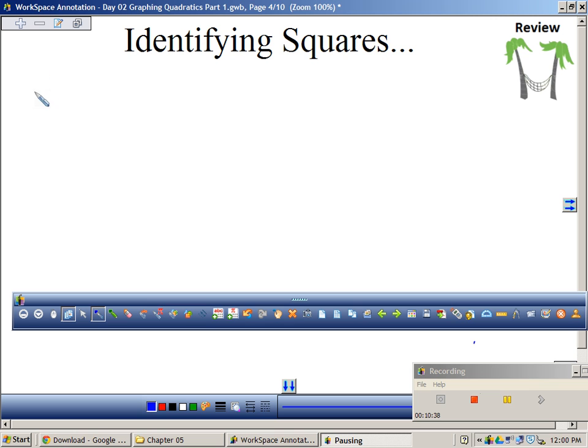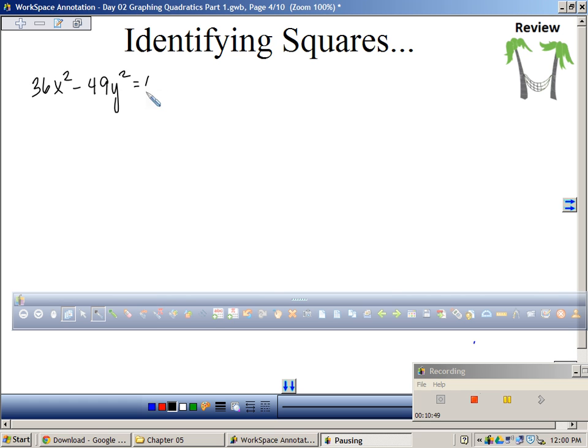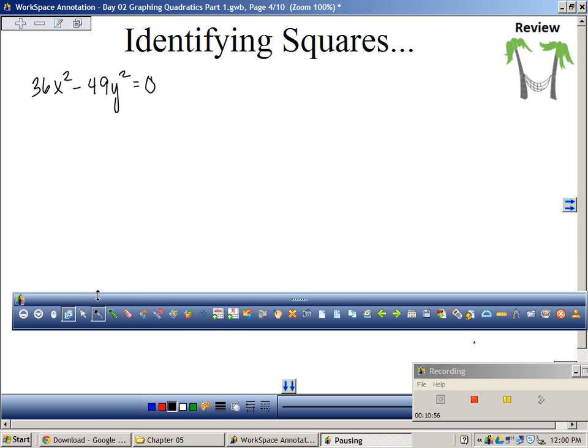Okay, check this out. What if we did 36x squared minus 49y squared equals 0? What do you see there? I see squares. Right? Specifically, if all of these are squares and there's a minus sign right there, this is a very special situation. We have a special name for it.